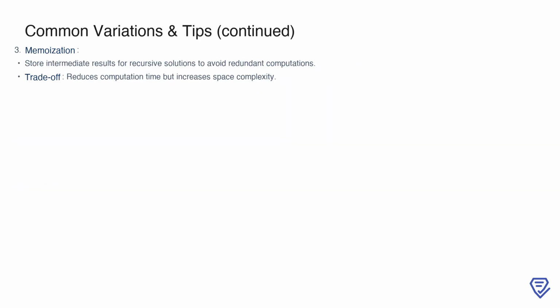Memoization is another useful technique you can apply, especially for recursive solutions. By storing intermediate results, you avoid redundant computations, which can dramatically reduce the time complexity. However, the trade-off is that memoization increases the space complexity of your solution, as you need to allocate additional memory to store these results. This technique is particularly effective when combined with recursive approaches, ensuring that each subproblem is solved only once and reused wherever necessary. By carefully balancing the benefits of time efficiency with the potential costs of increased memory usage, you can craft a solution that performs well within the problem's constraints.